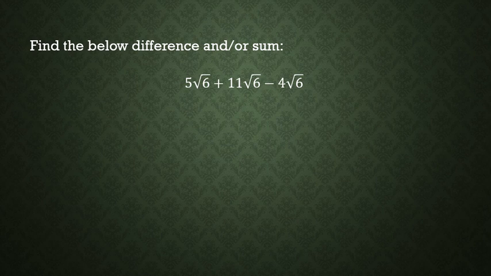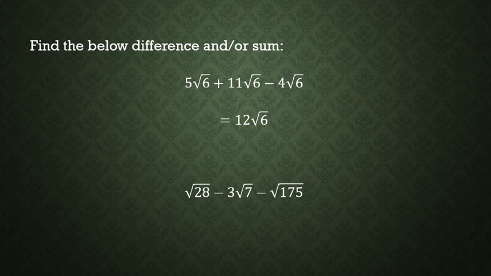So I look at this quantity here. I look at my square roots. The radicands are all the same. They're all just the number 6. So we're good. We can add and or subtract all the terms in here. So I'm just taking the sum or difference of the numbers in front. The 5, the 11, and then we're subtracting the 4 from it. So we have 5 plus 11, which is 16, and 16 minus 4, which is 12. So that is equal to 12 times the square root of 6.